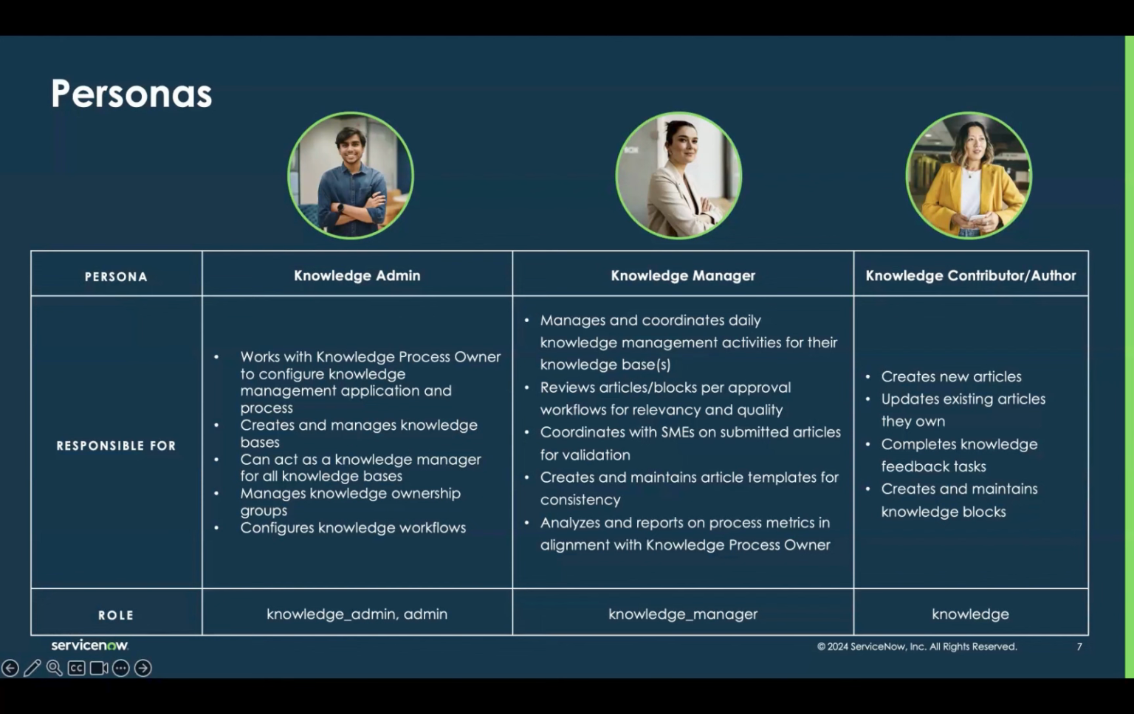Then you have your authors, right? They're the ones who are creating articles, so they can have contribute access or read access to different knowledge bases. They can create knowledge blocks if you have that ability enabled on the knowledge base. And they also field different feedback tasks. So if you're using feedback tasks, they can take a look at those individually if you're not using ownership groups.